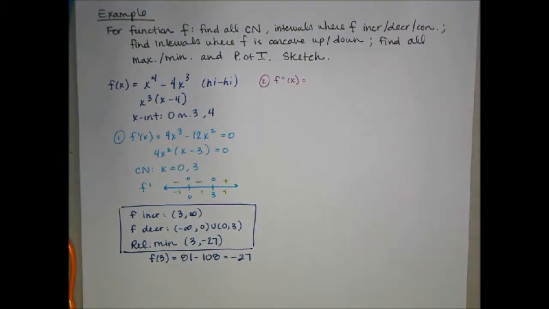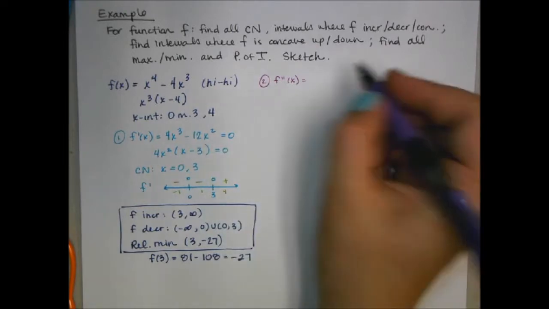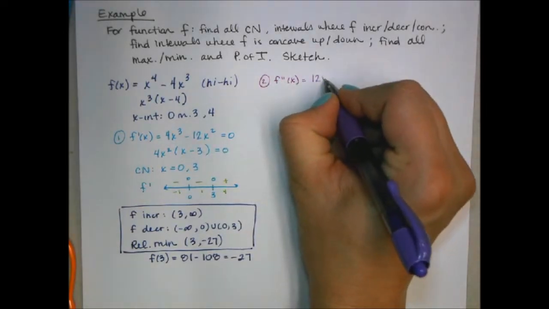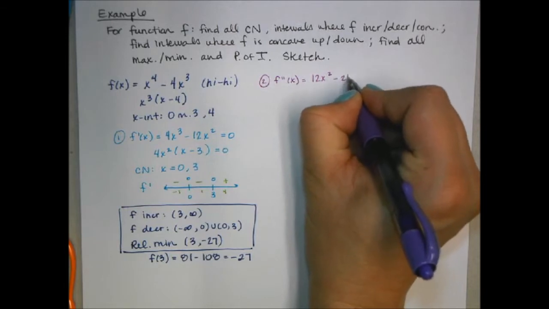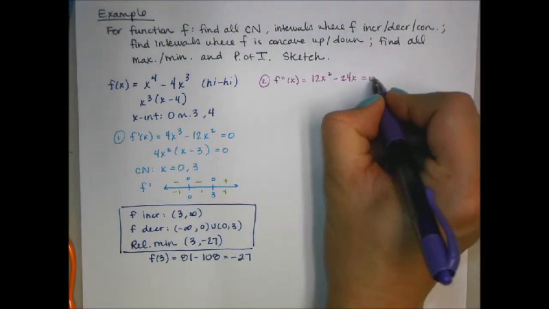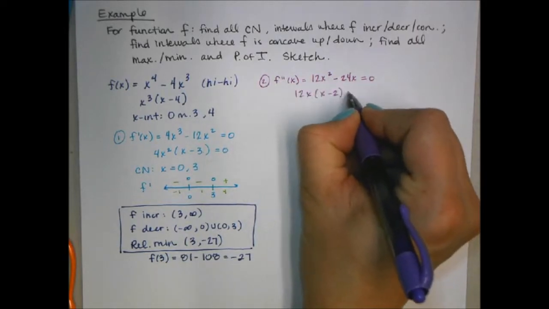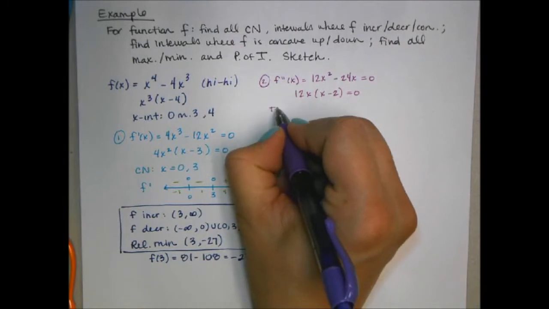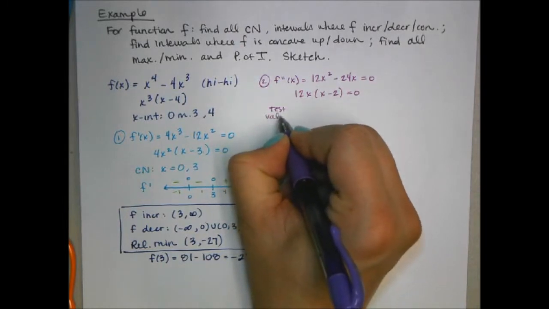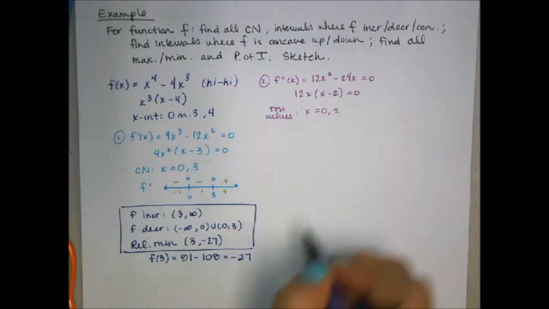So taking from our first derivative, our second is 12x squared minus 24x. And we're going to do the same thing. We set this equal to 0 and factor. So I get my test values here, 0 and 2. You'll see 0 occurred a second time.